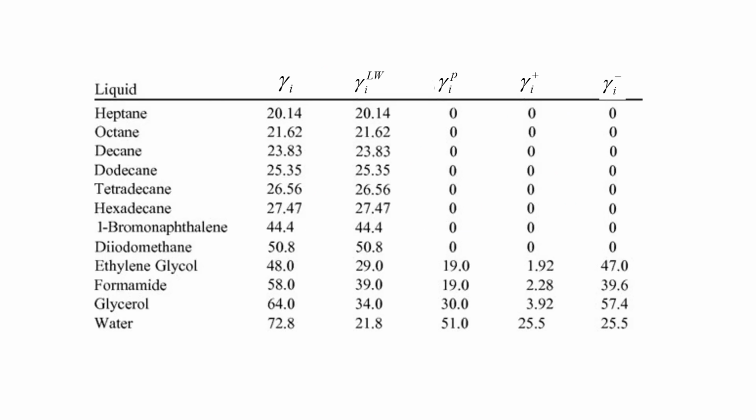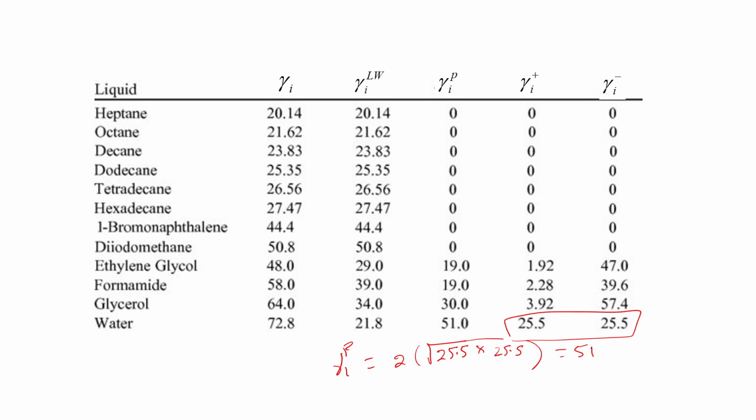That is the way the calculation has to be done, so I will demonstrate it here. For example, for water, gamma 1 plus and gamma 1 minus are both 25.5 millijoule per meter square. So gamma 1 P will be equal to 2 into the square root of 25.5 into 25.5, because it is the same material. Therefore, this will be equal to 51 millijoule per meter square.